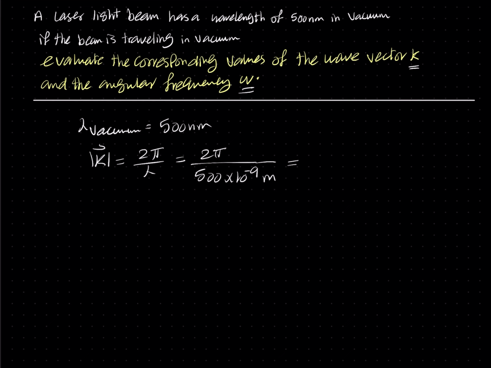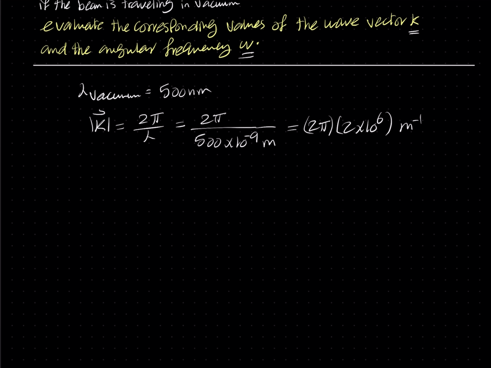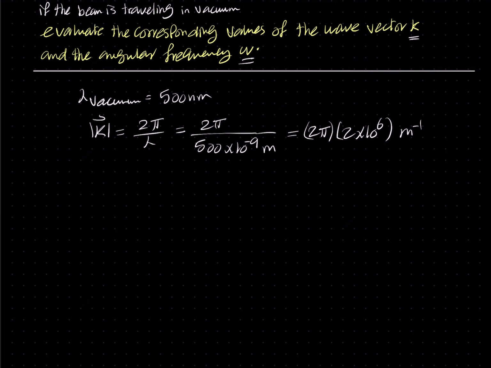And we would get, I'm going to keep everything in terms of 2 pi, so we're going to have 2 pi times 2 times 10 power 6. And that's going to be meter minus 1 or 1 over m. And that's the wave vector, the magnitude of the wave vector k. Okay, now we need the angular frequency omega.